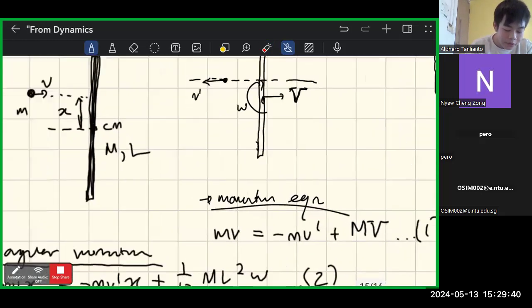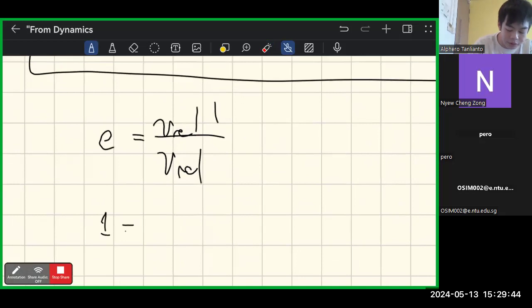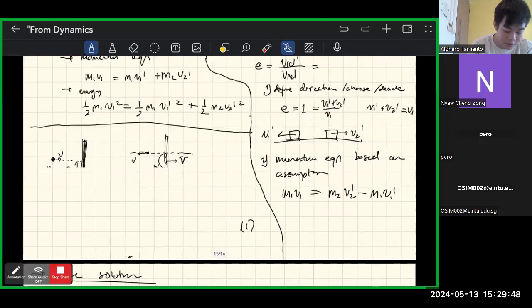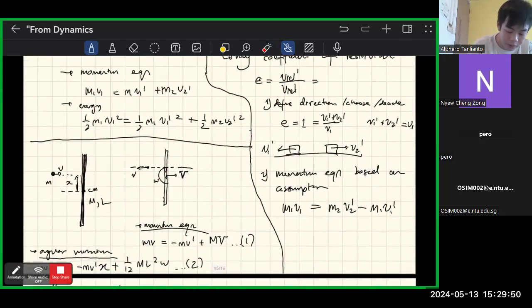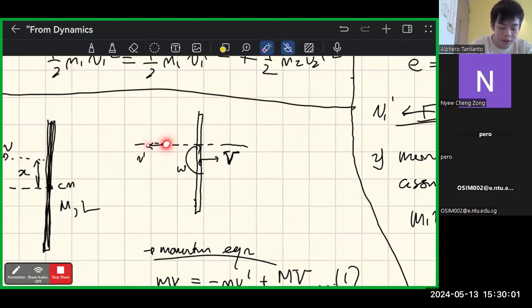So at first, you obviously know e equals 1. The initial relative velocity is v, right? Because it's just moving with the velocity v. This is the contact point. At first, it's closing in with the velocity v, but for the final velocity, I make it to the left so that it's easier for us.